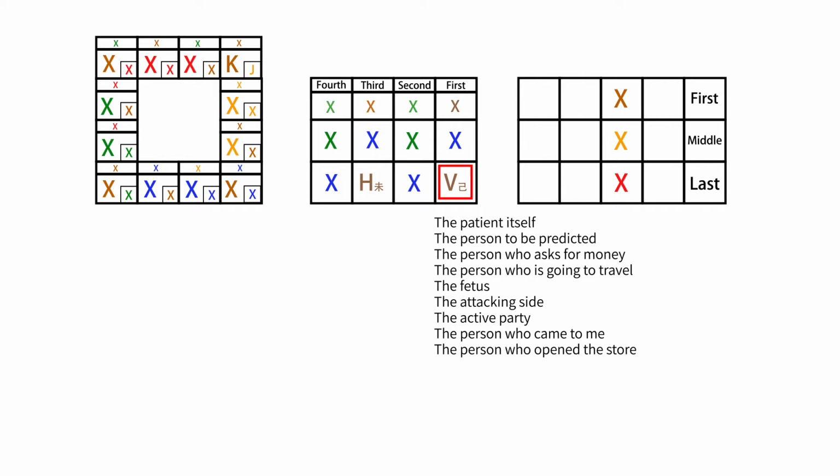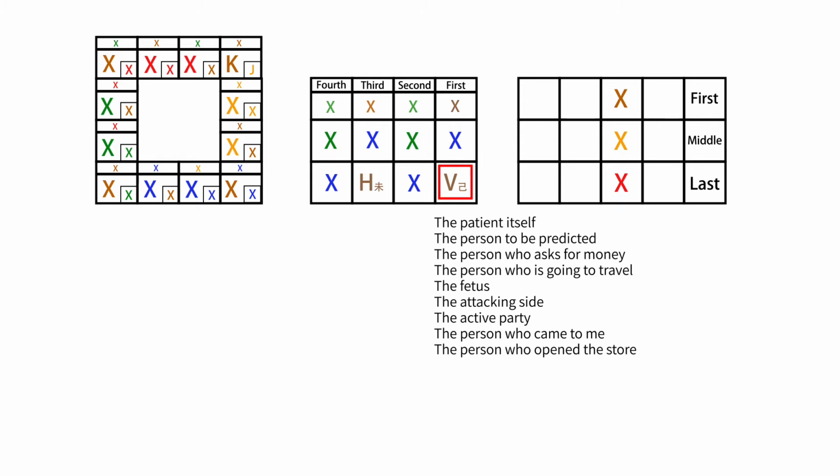When divination is about someone's luck, the symbols below the first lesson represent the person to be predicted. When divination is about whether someone can get money for something, the symbols below the first lesson represent the person who asks for money. When divination is about someone's travel, they represent the person who is going to travel. When divination is about someone's pregnancy and birth, the symbols below the first lesson represent the fetus and the branch represents the mother.